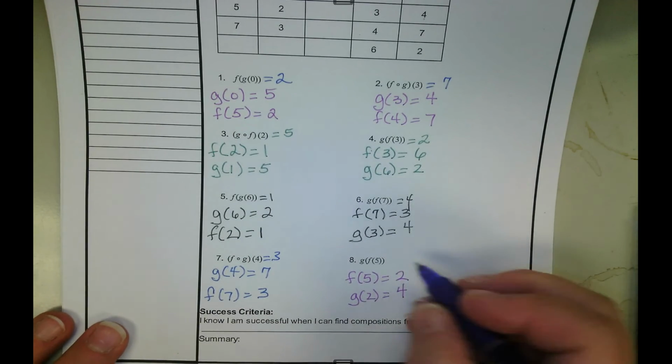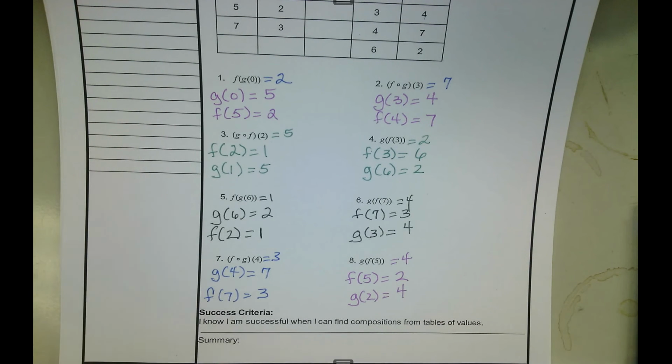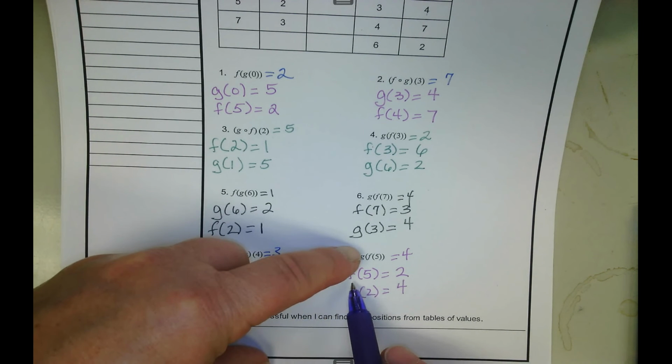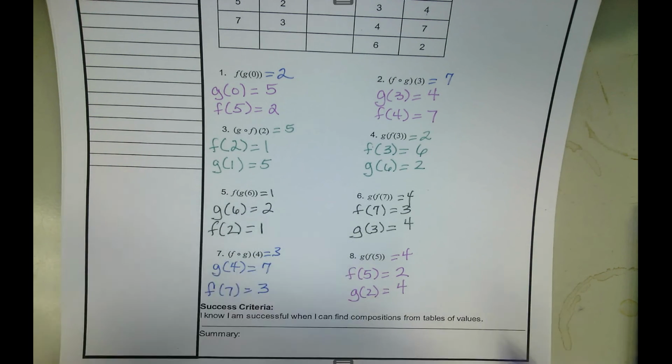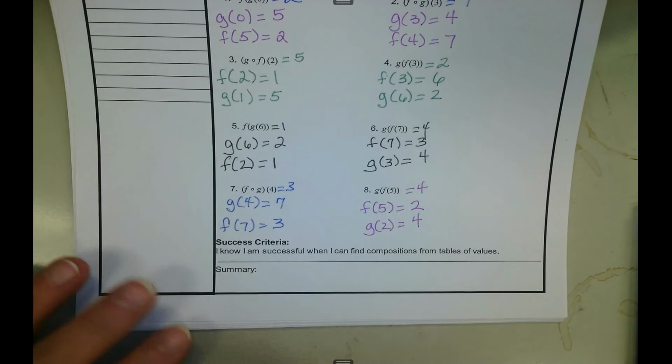Okay, that's how you do it with tables. Quick and easy. You just follow as it goes in sequence. You start with what's in the middle. When x is 5, table F goes to 2. When x is 2, table G goes to 4. And this is composition of functions using tables.